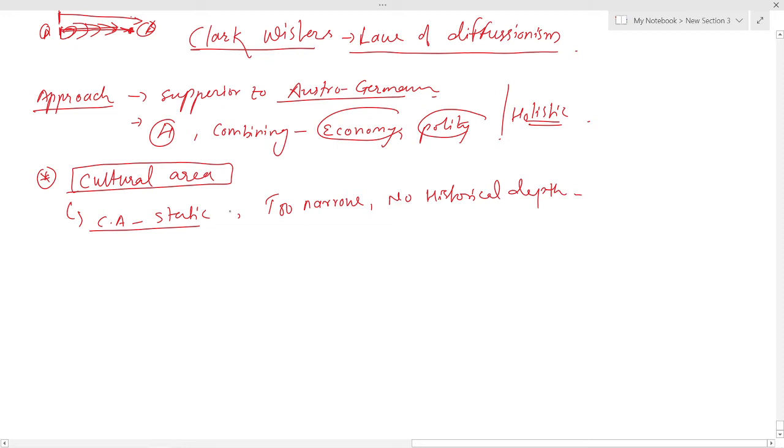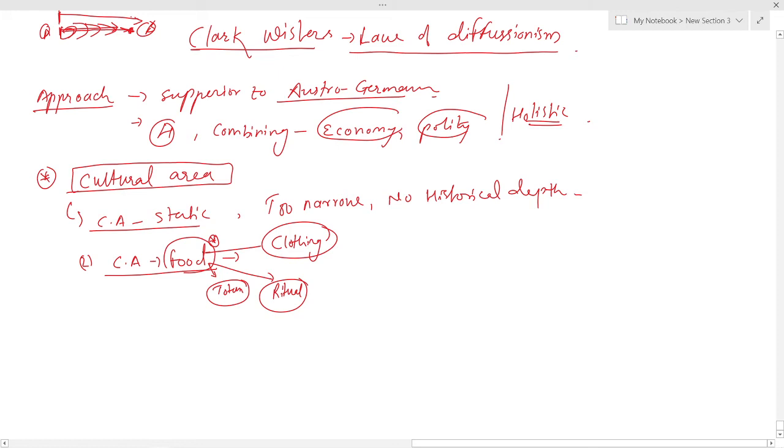Second, because the cultural area was constructed on the basis of food, taking the area called food as a criterion, the anthropologists questioned the very idea of constructing a cultural area through food. Would this cultural area change if we change food as a concept, if we add a totem, or a form of ritual, or if we take clothing? Whether the composition of the cultural area would remain static or change was not answered by the concept of cultural area.